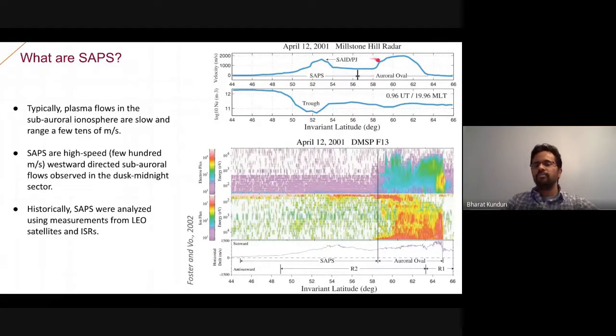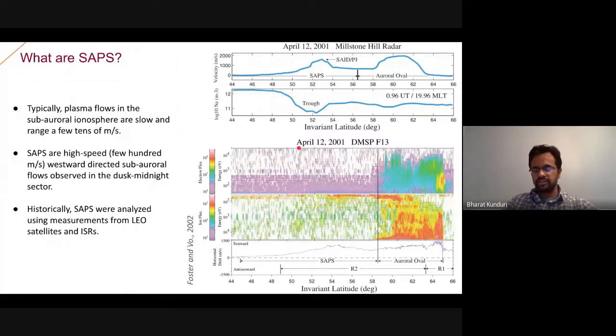Poleward of this is the standard two-cell convection pattern that's located inside the auroral oval. Another feature you can see from this plot is that SAPs are co-located with the mid-latitude density trough, which is a depletion in the electron densities in the mid-latitude or subauroral region.